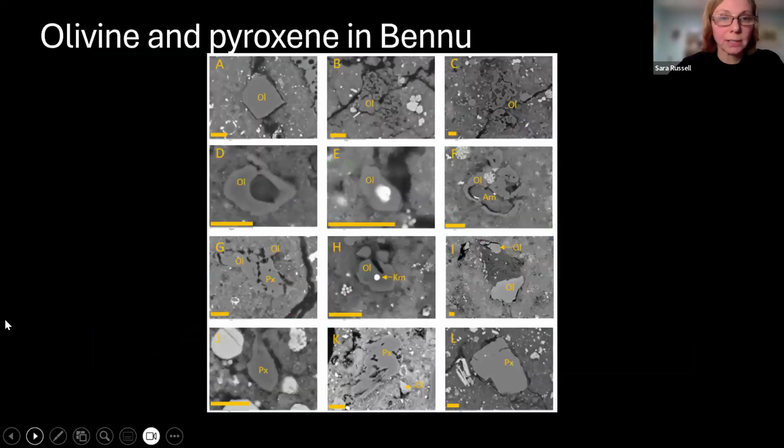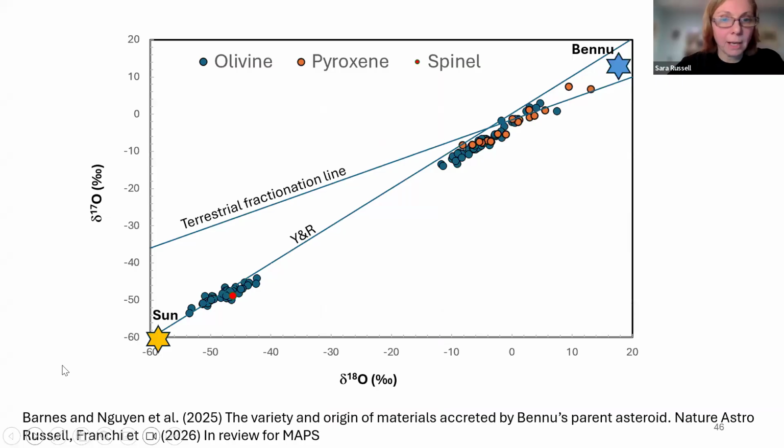So we have some oxygen isotope values for some pyroxenes and olivines from Bennu, which I'll show you. Some of this work has already been published by Barnes and Nguyen et al., and we have some in review as well. So what we see is that the olivine and pyroxene, we have one spinel analysis too, the olivine and pyroxene values fall into two camps. One very AOA-like, so very O16 rich. And about half of the particles we analyzed fall in this camp.